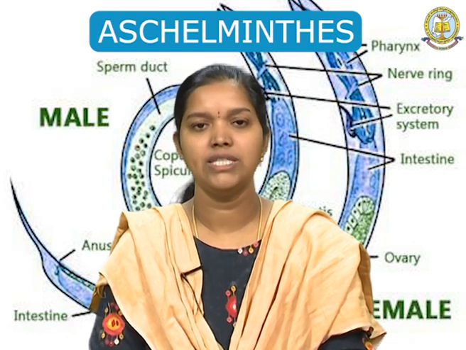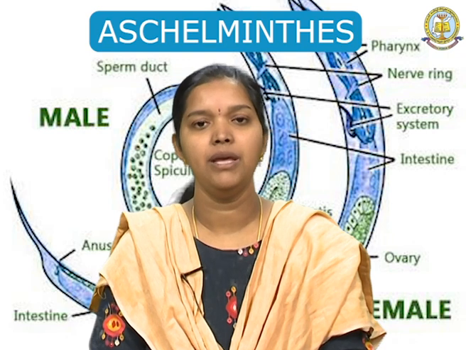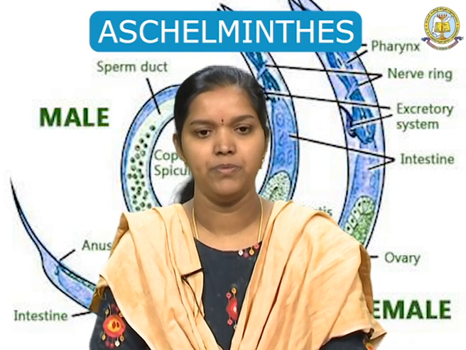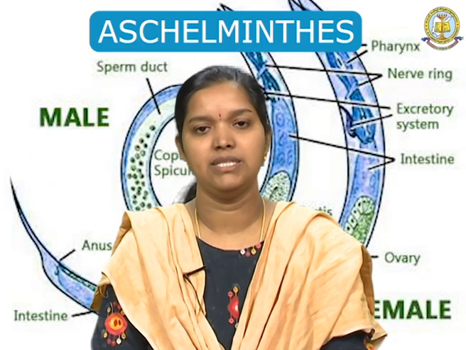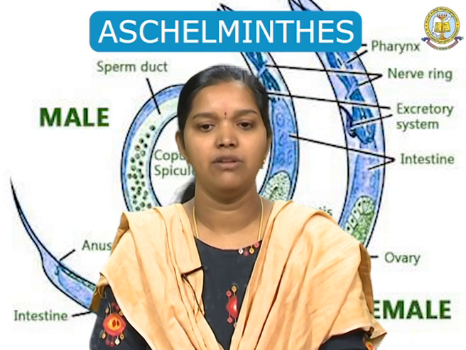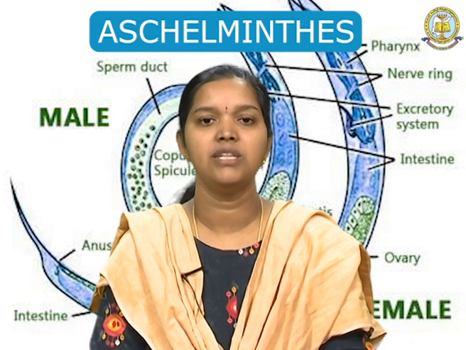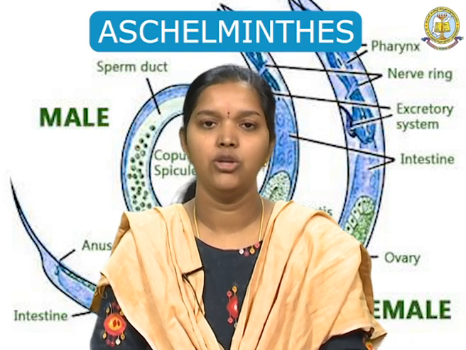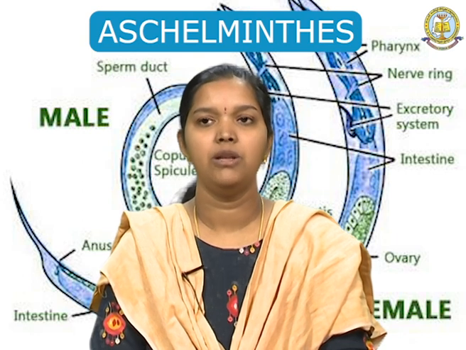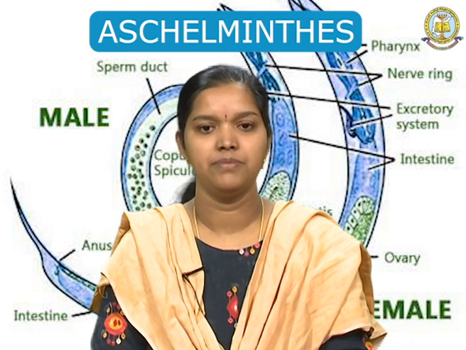However, this is not the general rule. Sometimes there are exceptions, and there are helminth parasites which have a single larval form and direct transfer from one host to another host, as in the case of Ascaris. There are also some helminth parasites which have multiple larval forms and two hosts, as in the case of Fasciola, like sheep and human, and multiple hosts are also present.